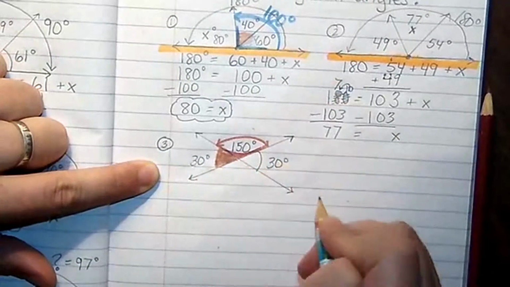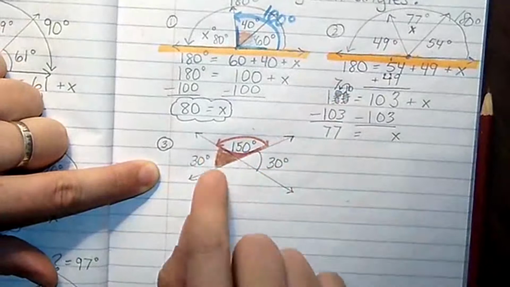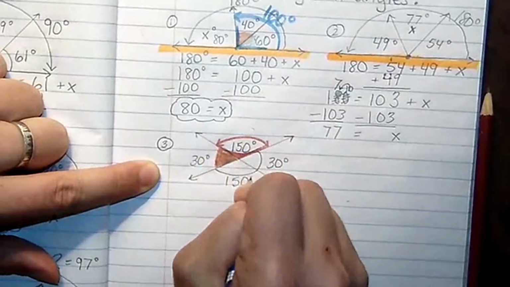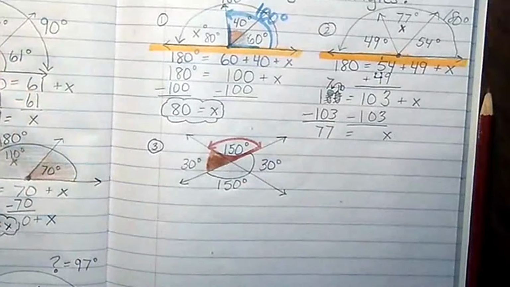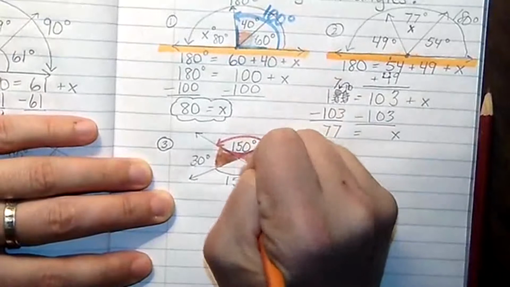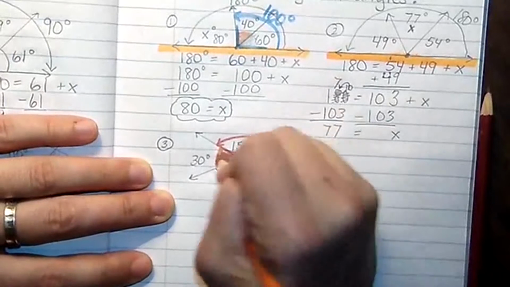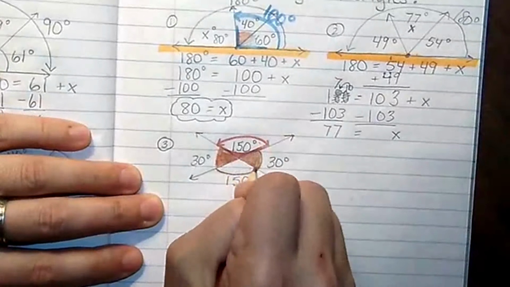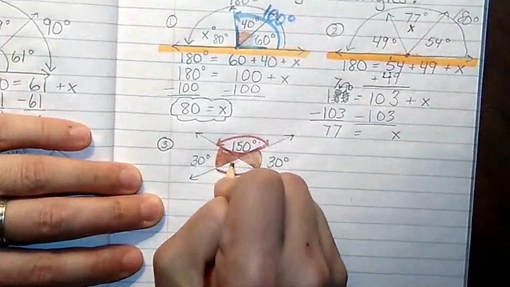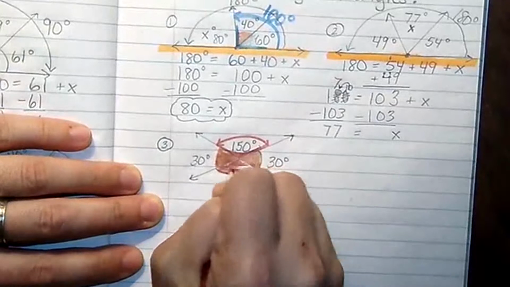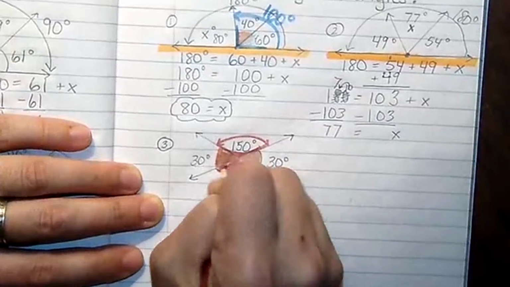30. And if this side equals 150, guess what this side equals? 150. That's the rule. Intersecting lines have opposite angles that are equal. So this side is 30 because that side is 30. And this side is 150 because that other side was 150. And that's going to be a really helpful rule.